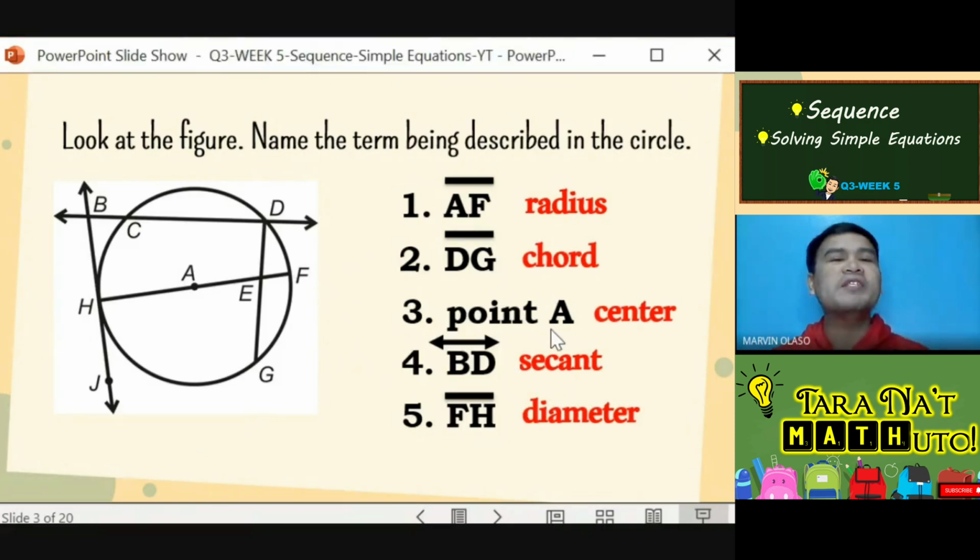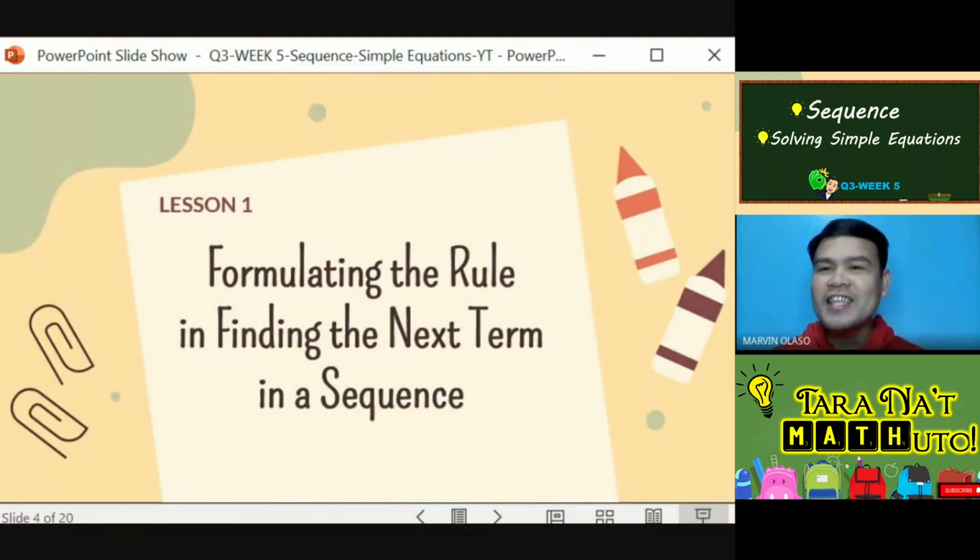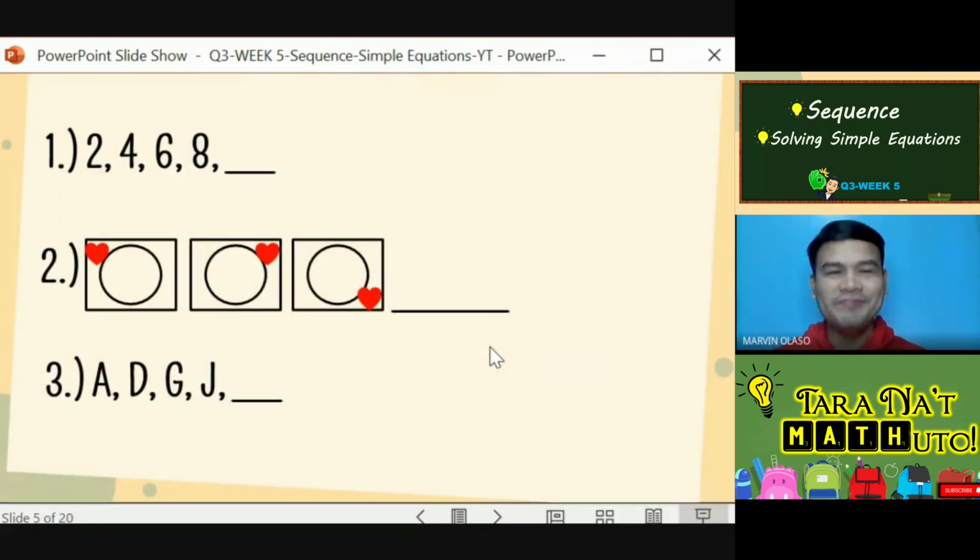Okay? And simulan na natin ang ating aralin. Today, I'll be discussing with you 2 topics. But let's start with our first lesson about formulating the rule in finding the next term in a sequence. Numbers in number 1, figures in number 2, and letters in number 3 are arranged in a definite order. And this order ay tinatawag nating sequence.